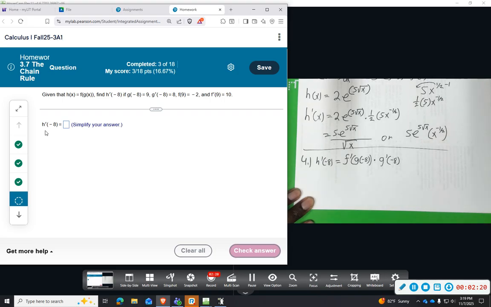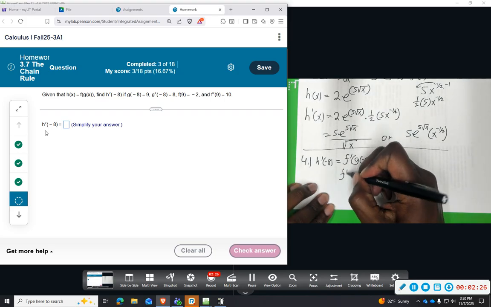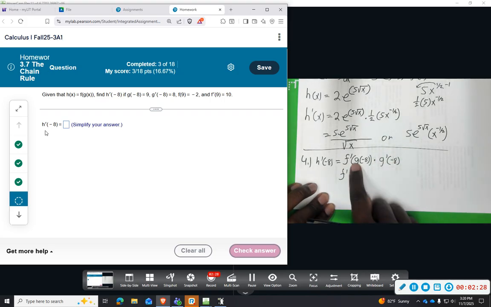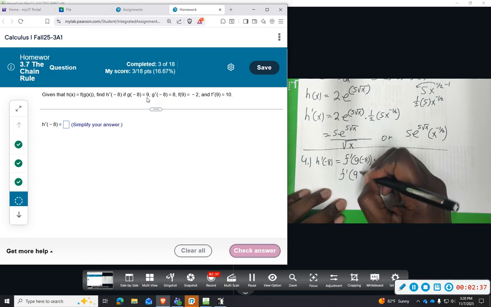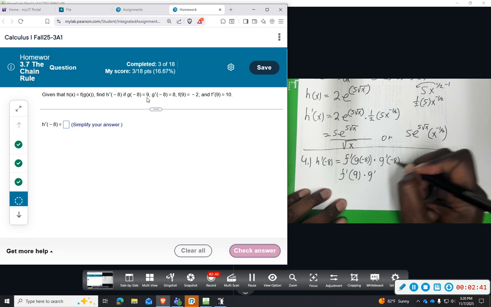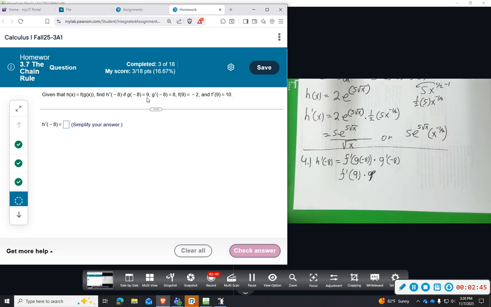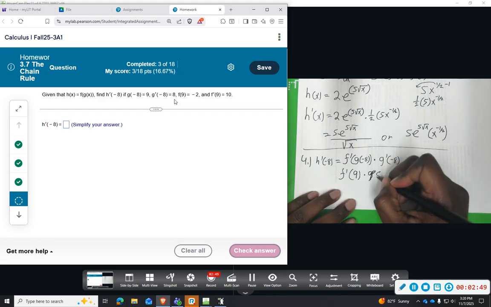Okay, so now if I find out what g of -8 is, I'm going to say f prime of, and we're going to find what is g of -8. Okay, g of -8 is equal to 9. So I'm going to do f prime of 9 here. This is going to be times g prime of -8. I don't need to write g prime, but what is g prime of -8? So g prime of -8 is 8. So I'll be multiplying times 8.